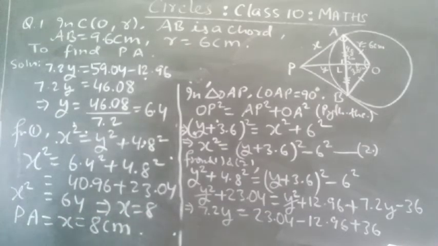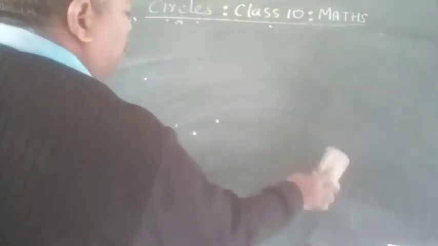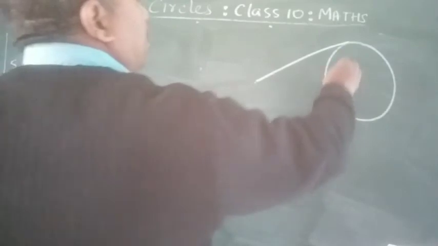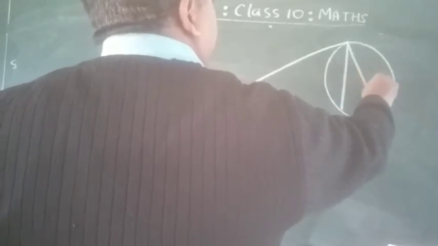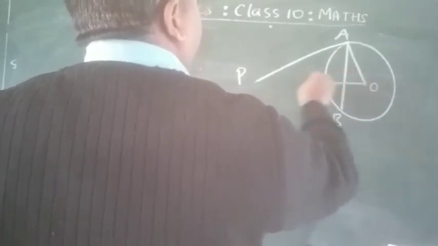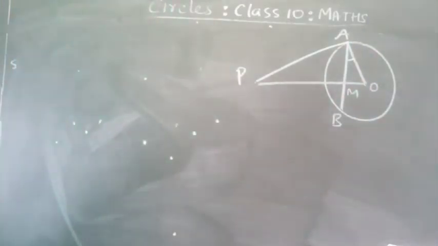Okay, understanding the meaning of this question? Now, one more question. Next question. A very small question I will discuss. Look at this. In this question, there is a circle. This is a tangent. This is a chord. This is the center. This is a radius. The name of this is PAB, and this is M. And here it is angle OAM.